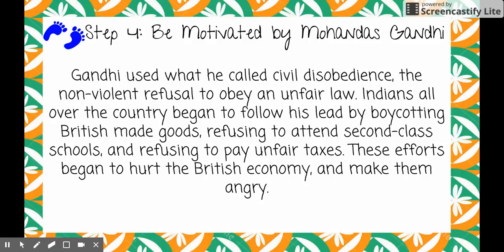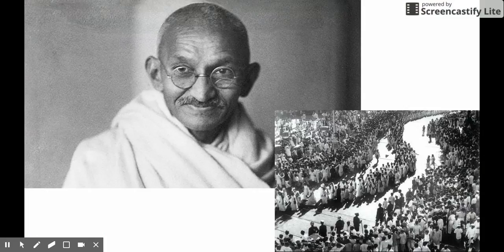So in the video you saw that as Gandhi and all of his followers marched to the sea to make their own salt, it definitely made the British mad. They were making tons of money off of these Indian citizens, taxing them for salt and other goods that they needed, and they didn't like how Gandhi was starting this movement to go against the British. Here's a picture of Gandhi right here. You're going to see that picture a lot. And then here is a picture of one of his marches where he was marching people to protest against the British.